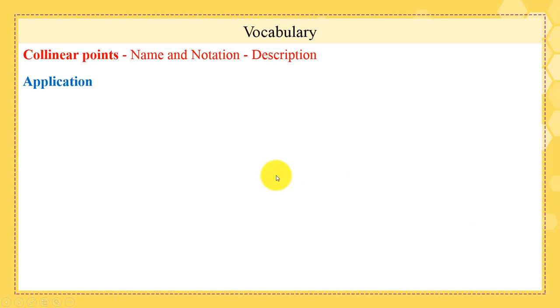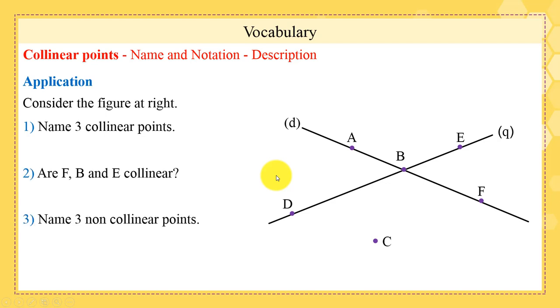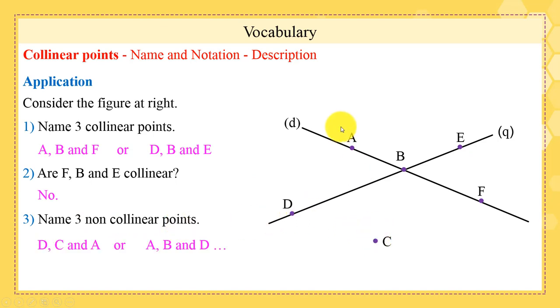It's your turn now. Please pause the video and try to solve the application. Consider the figure at right. Name 3 collinear points: A, B, and F, or D, B, and E. Are F, B, and E collinear? No. Excellent. Name 3 non-collinear points: D, C, A, or A, B, D. Excellent.